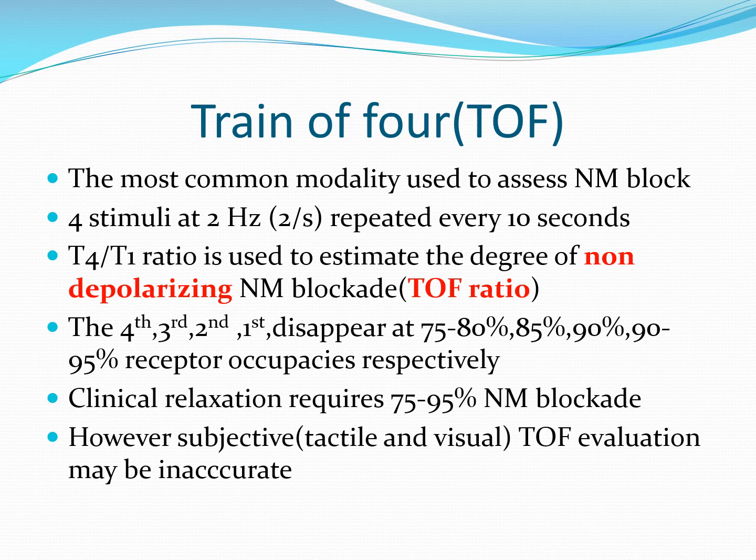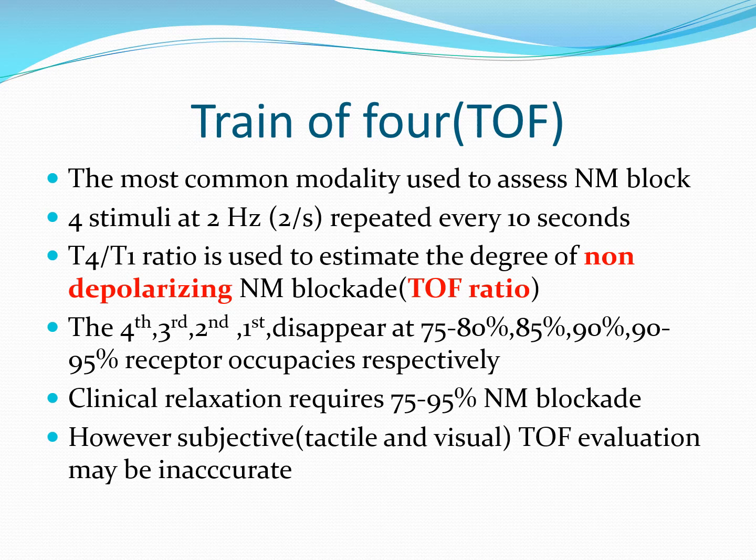The train of four, and this is the most common modality used to assess neuromuscular blockade. It consists of 4 stimuli at 2 Hz, we mean 2 per second, repeated every 10 seconds. The ratio of the 4th to the first one is called the T4:T1 ratio or train of four ratio, and is used to estimate the degree of non-depolarizing neuromuscular blockade.